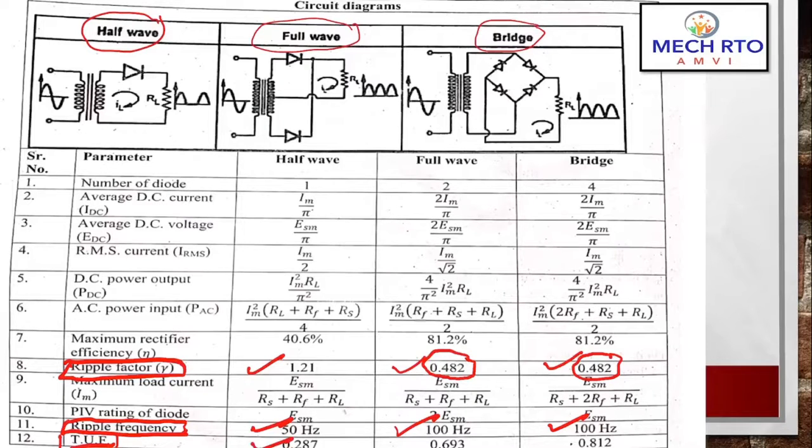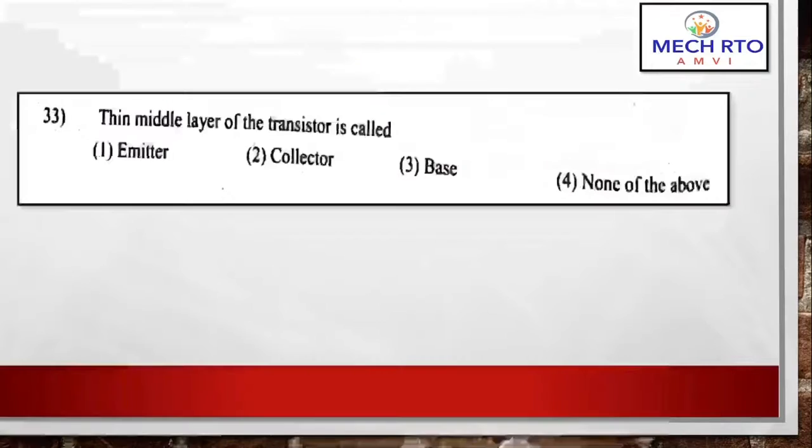It is 0.287, for full wave rectifier it is 0.693, and for your bridge it is 0.812, right? So these are the respective parameters for the respective circuits, right? Here there is also the maximum rectifier efficiency, right? The maximum rectifier efficiency for a half wave rectifier is 40.6%, and for a full wave rectifier it is 81.2%. For the bridge also it is the same, 81.2%, right? So moving on to the next question.